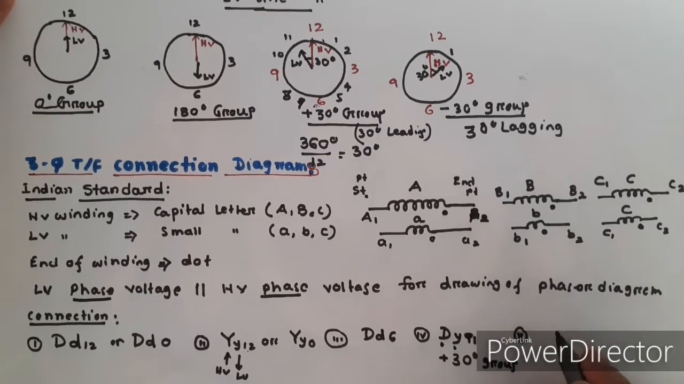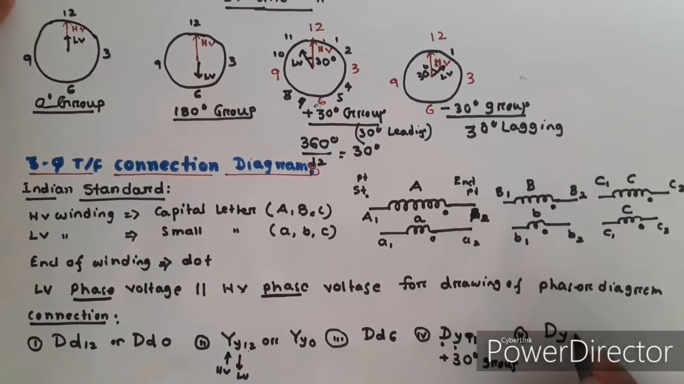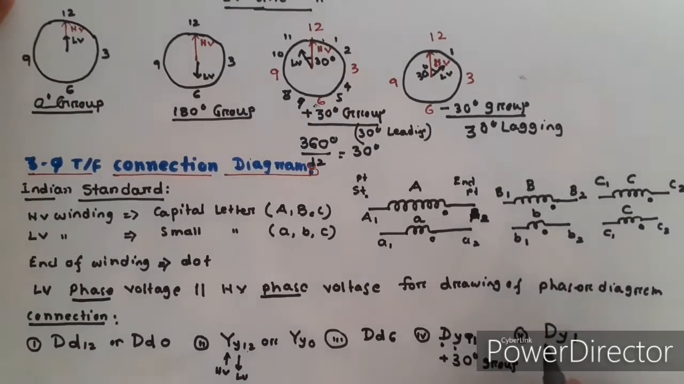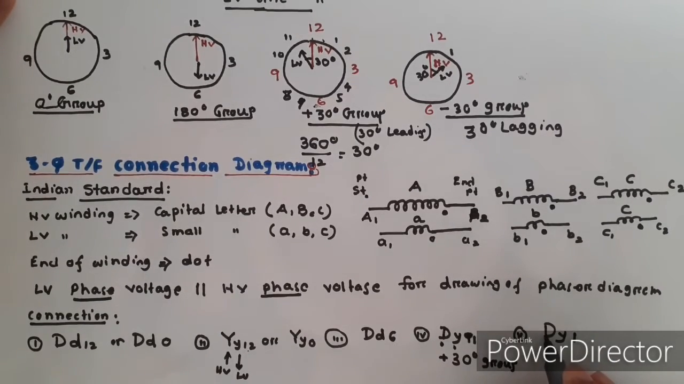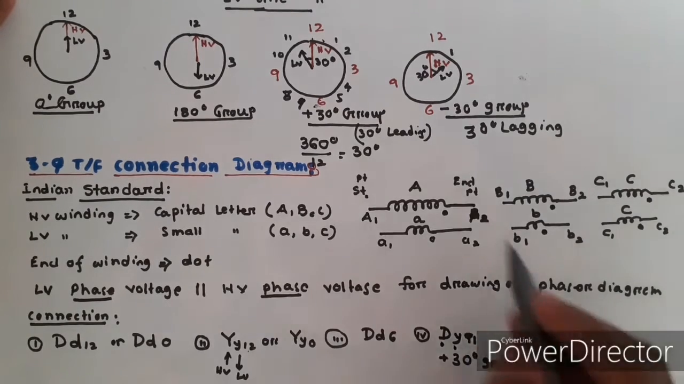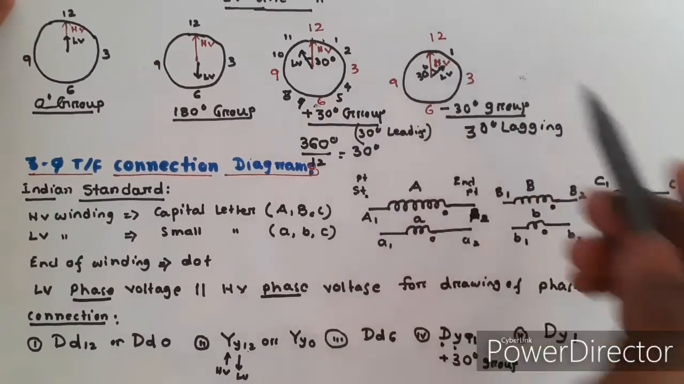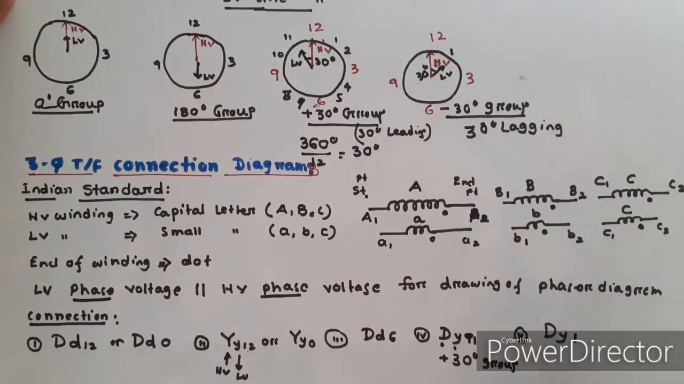Next, DY1. HV delta connected, LV star connected and it is minus 30 degree group. That means LV at 1 o'clock. In this clock diagram it is minus 30 degree group.